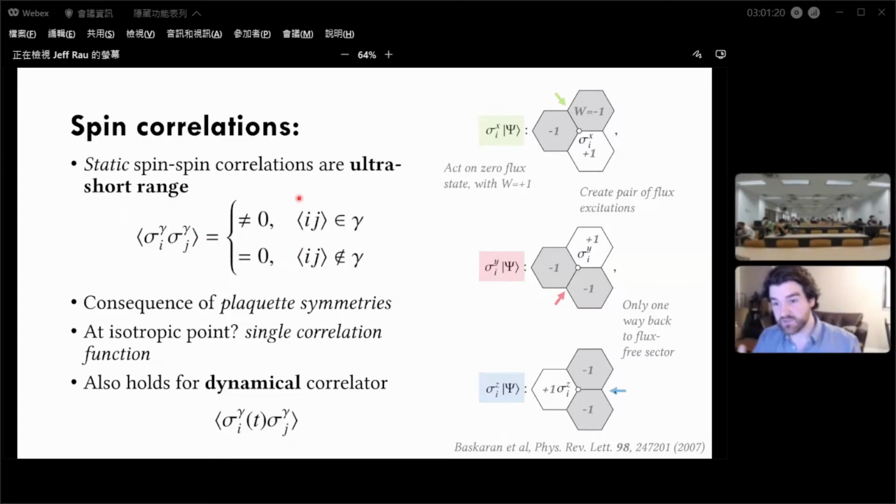So even though it's a spin liquid, even though it has gapless excitations, the spin correlations are actually only between nearest neighbor spins. So this is a bit of a peculiarity of the model, which is broken when you perturb it, but it's something you can get immediately from this exact solution.